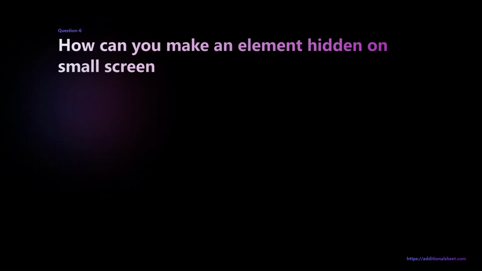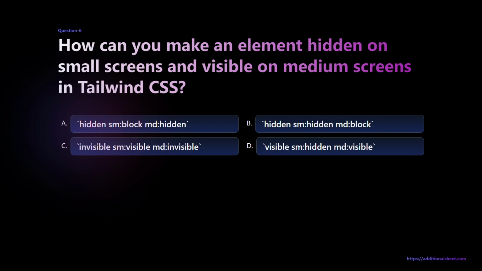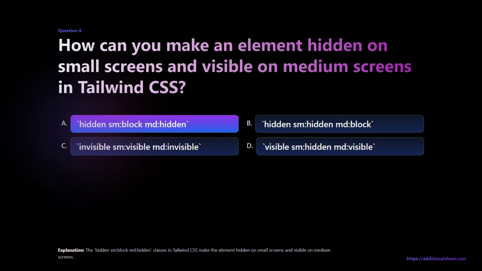How can you make an element hidden on small screens and visible on medium screens in Tailwind CSS? Option A, hidden sm:block md:hidden. Option B, hidden sm:hidden md:block. Option C, invisible sm:visible md:invisible. Option D, visible sm:hidden md:visible. The correct answer is option A, hidden sm:block md:hidden.